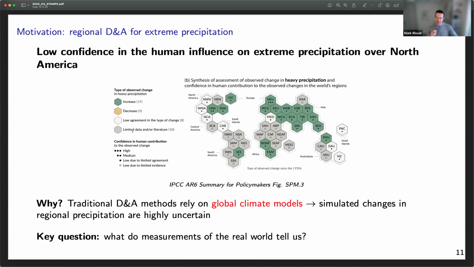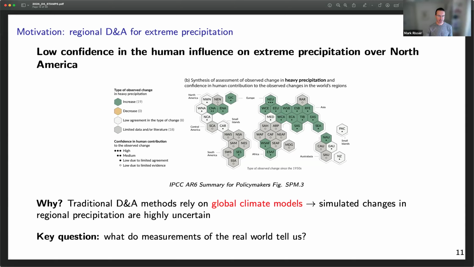However, coming back to why we are studying detection and attribution for extreme precipitation: this figure that I'm showing here comes from the most recent Intergovernmental Panel on Climate Change, their 6th assessment report. At the moment, there's actually quite low confidence in the human influence on extreme precipitation, especially if we're talking about North America here.